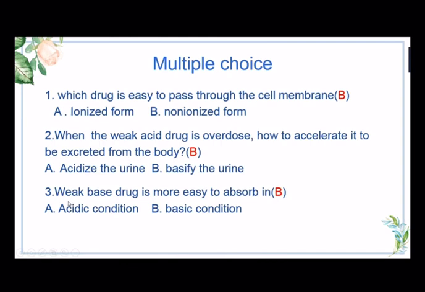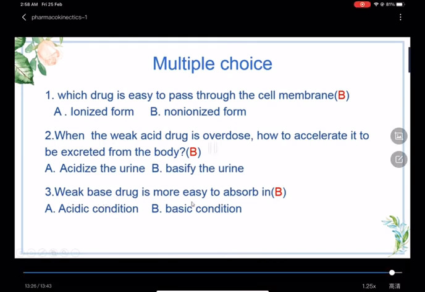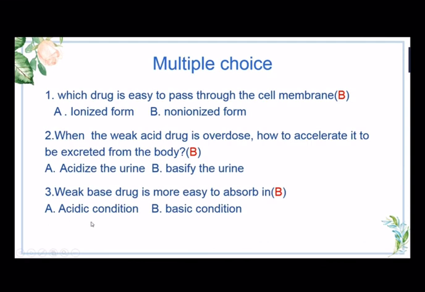3. A weak basic drug is easier to absorb in A. Acidic condition. B. Basic condition. The answer is B, because for a base drug in basic condition, more of the drug is in non-ionized form.